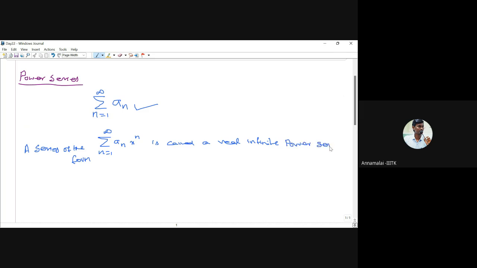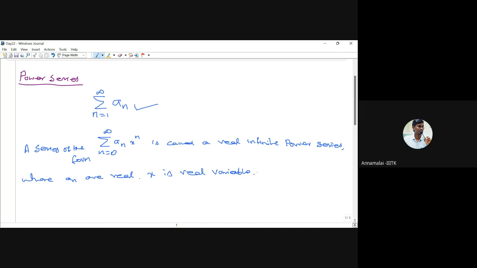Power series, where these a_n's are real numbers, and this x is unknown. This x is a real variable.